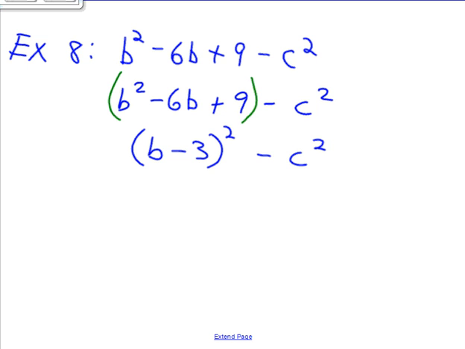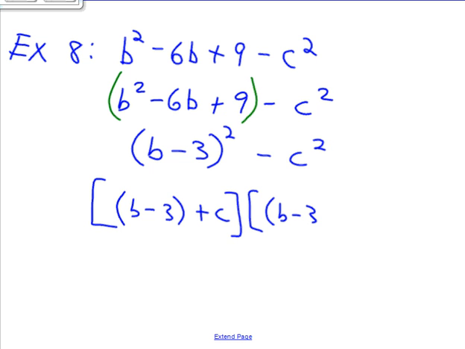Now, last night's homework, you learned how to factor the difference of 2 perfect squares, didn't you? Yeah. So, b minus 3 plus c, b minus 3 minus c. Remember, that's just like if I had x squared minus 49. I go x minus 7, x plus 7.